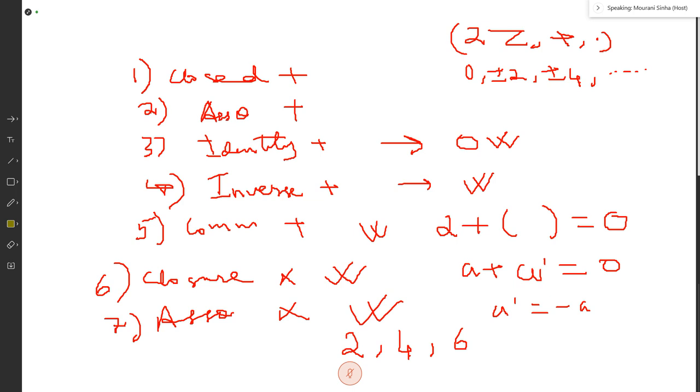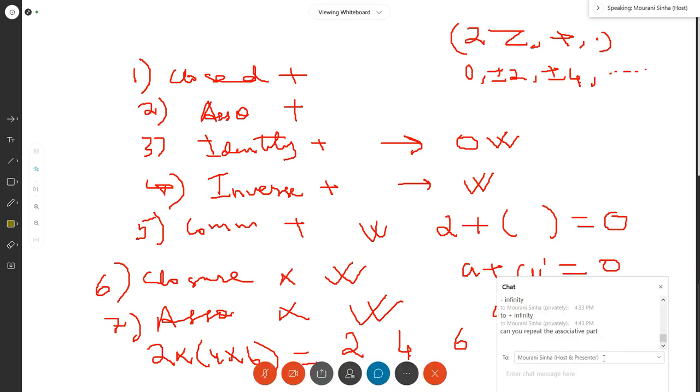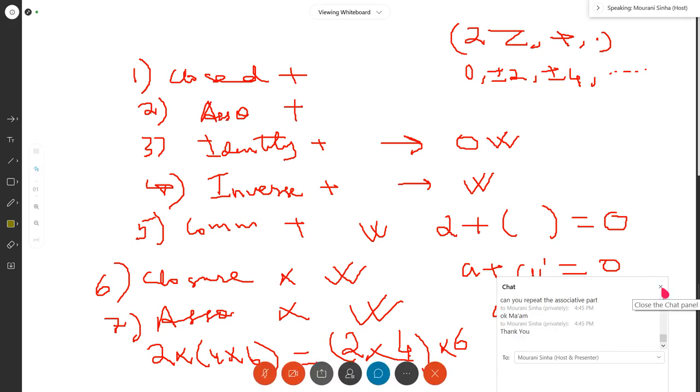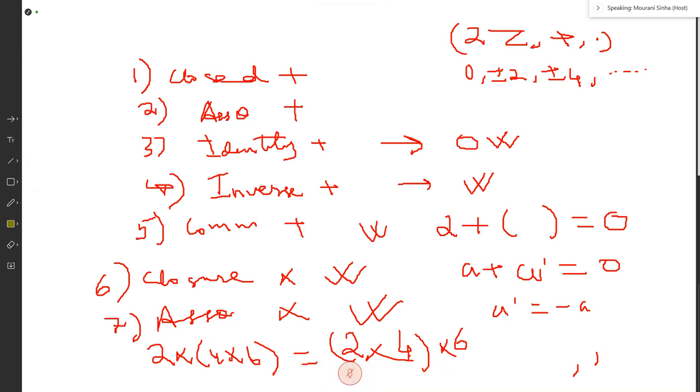Okay. So associative part, I think you are asking me about the multiplication part. So as per the associative law, I will be taking any 3 even numbers, say 2, 4, 6. So if I am multiplying 2 into 4 into 6, this will be same as 2 multiplied by 4 and then multiplied by 6. This is your associative law. A composed B composed C is equals to A composed B composed C. Okay, so this is your multiplication and associative law.